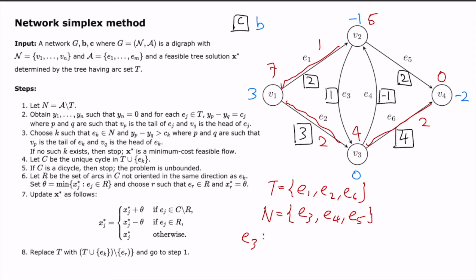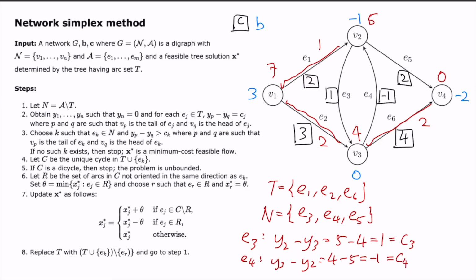So for E3, we're looking at Y2 minus Y3. And Y2 is 5. And Y3 is 4. And that's 1. And that's equal to the arc cost on E3. So we move on to E4. And we're looking at Y3 minus Y2. And that's 4 minus 5. And that's negative 1. And that's equal to the arc cost on E4.